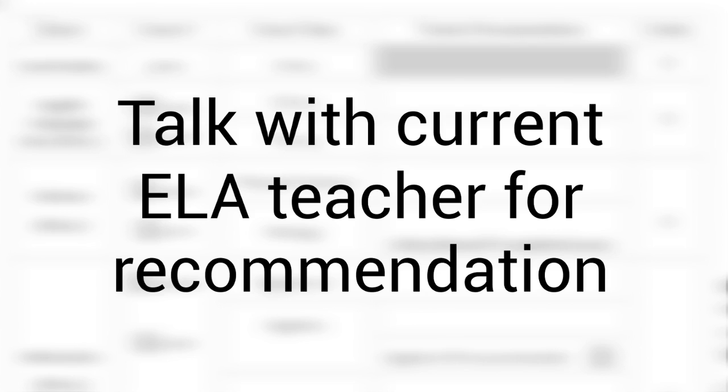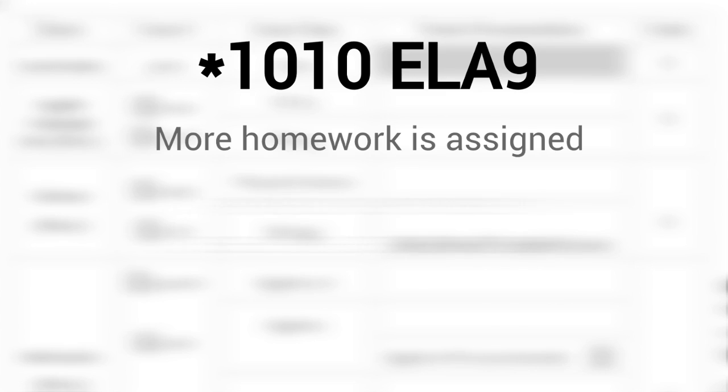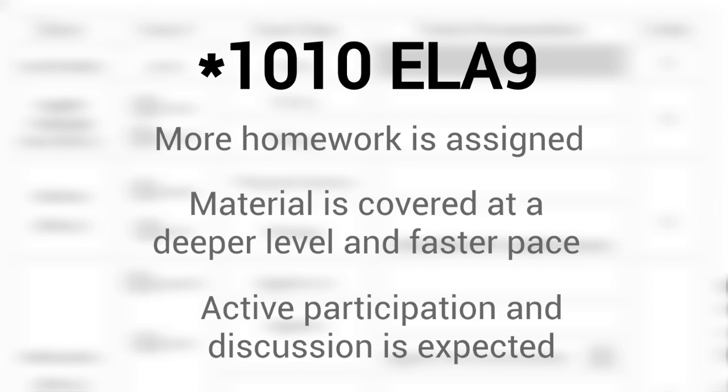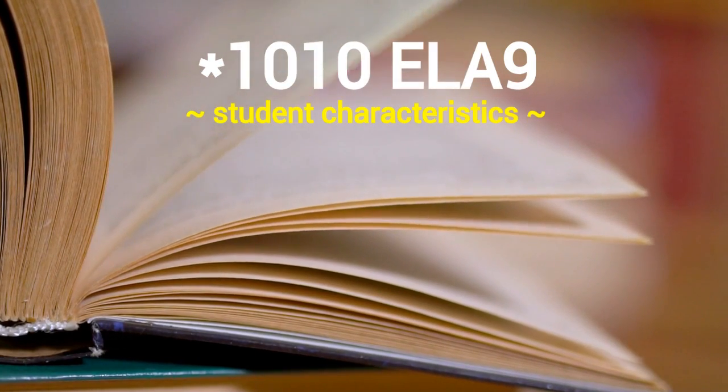Then consider this. In the rigorous course, it is understood that more homework is assigned, that the material is covered at a deeper level and faster pace, and that active participation in discussion is expected of all students. Both courses cover the same curricular materials and units, but because the STAR 1010 course moves at a faster pace, more time is available for enrichment in the form of independent projects that go beyond the curriculum of the 1000 course. Students in the rigorous course should have the following characteristics.